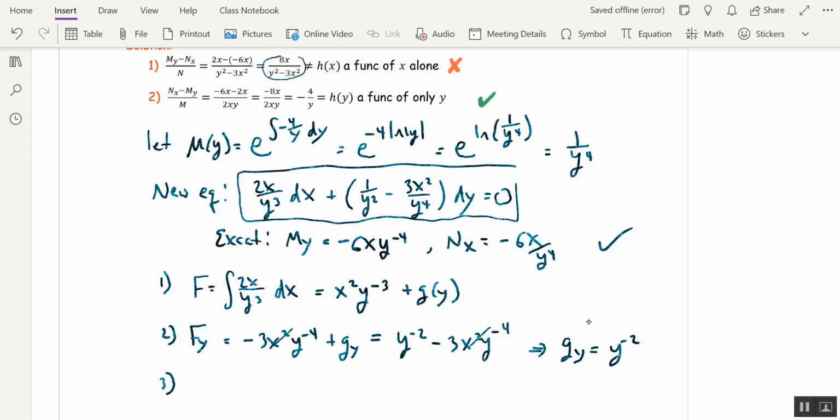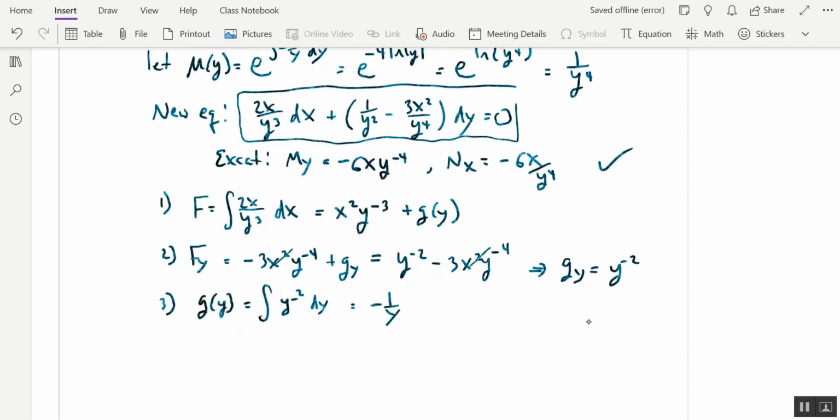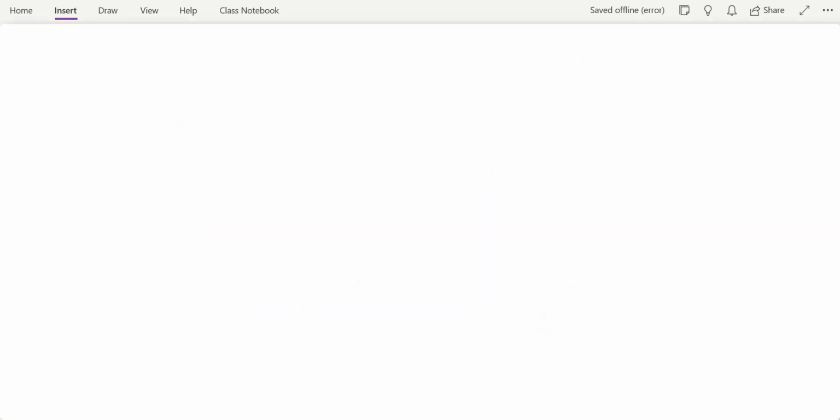So step 3, g of y is the integral of y to the negative 2 dy, which is negative 1 over y. So my big F is x squared y to the negative 3 plus g of y, so minus 1 over y. And then my final answer, I need to set that equal to a constant. So my solution is x squared y to the negative 3 minus 1 over y equals c. All right, and that's the end.